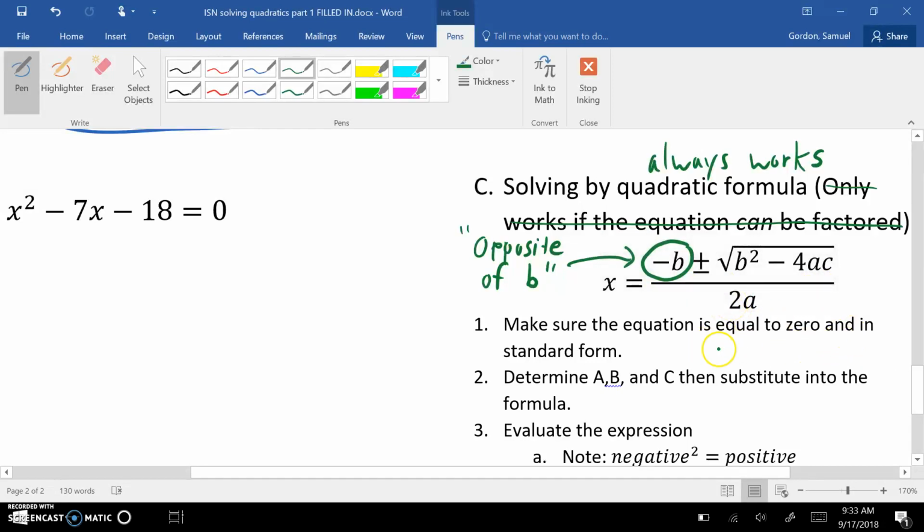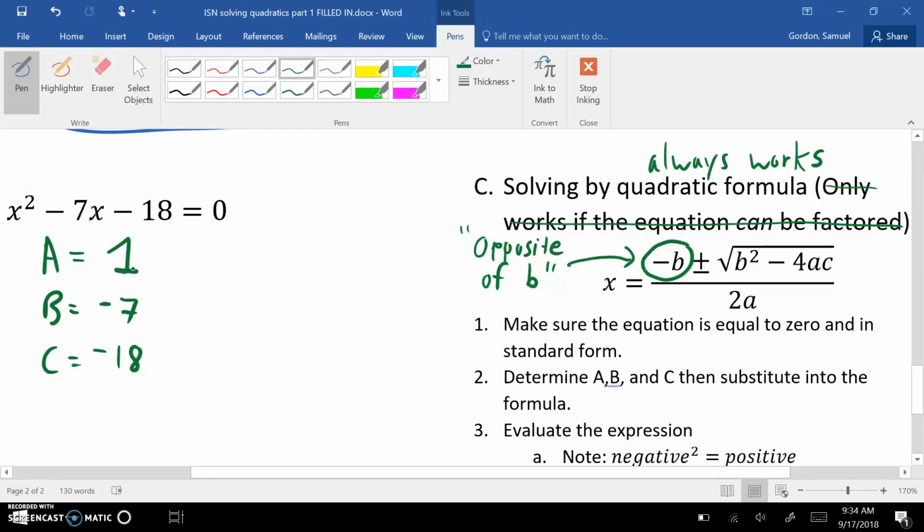So you have to make sure this equation is equal to 0 and in standard form. So it's in standard form, ax squared plus bx plus c equals 0. The first step is to figure out what a, b, and c are. C is this constant term here, that's negative 18. B is the coefficient of x, that's negative 7. And for a, there is no number here, so it's just positive 1.